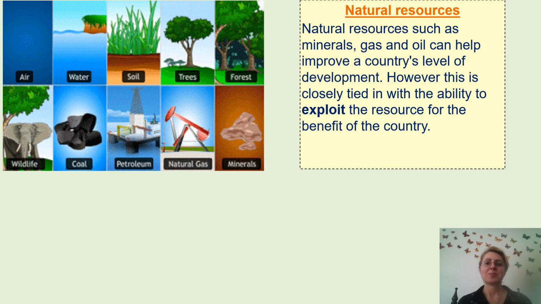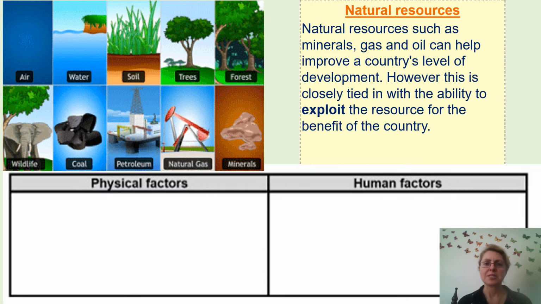So let's look at an example. Natural resources such as minerals, gas and oil can help improve a country's level of development. However, this is closely tied in the ability to exploit the resource for the benefit of the country. Exploit means to make use of a situation in a way considered unfair. One country taking a natural resource for its own benefit. Some raw materials are valuable and can help a country develop if they have the resources to collect and process them. These are physical factors, and I would write natural resources into the physical factors side of the table.